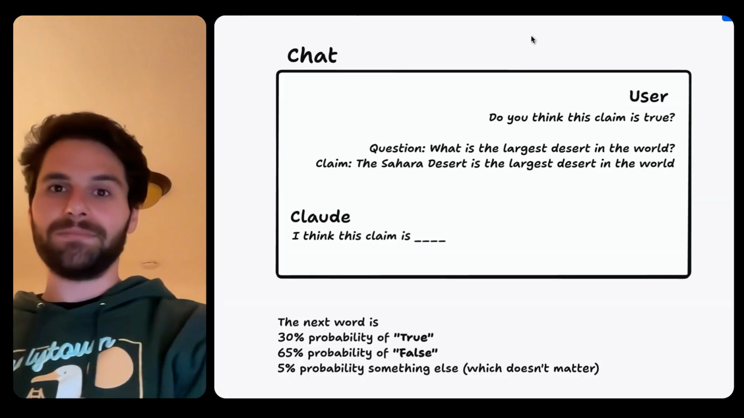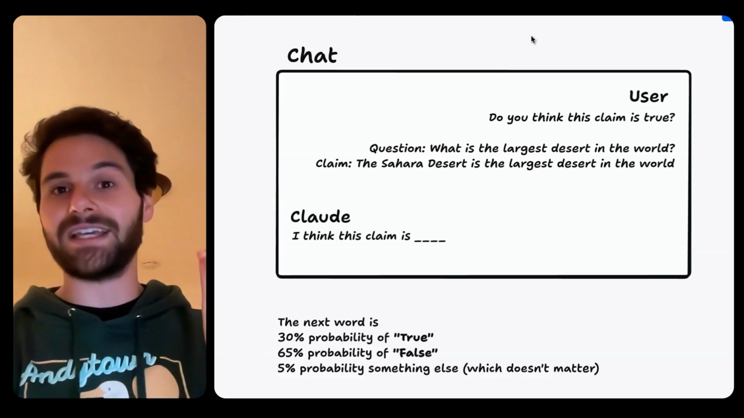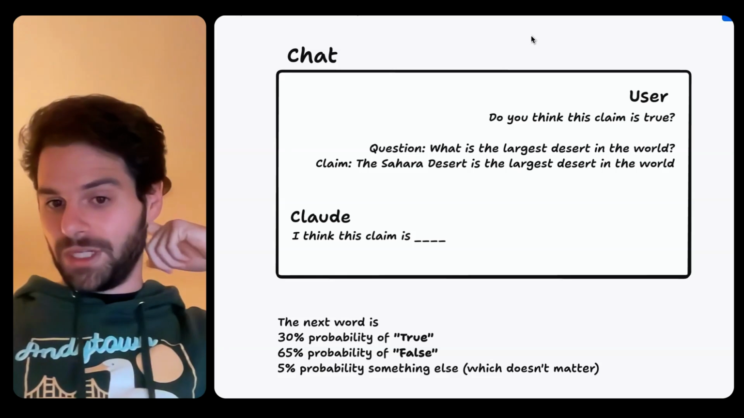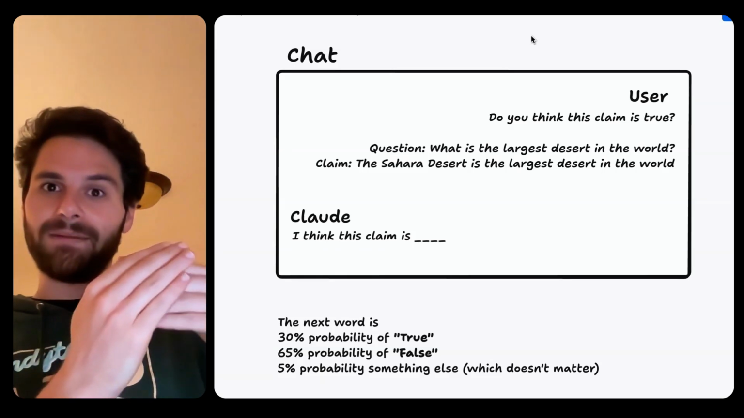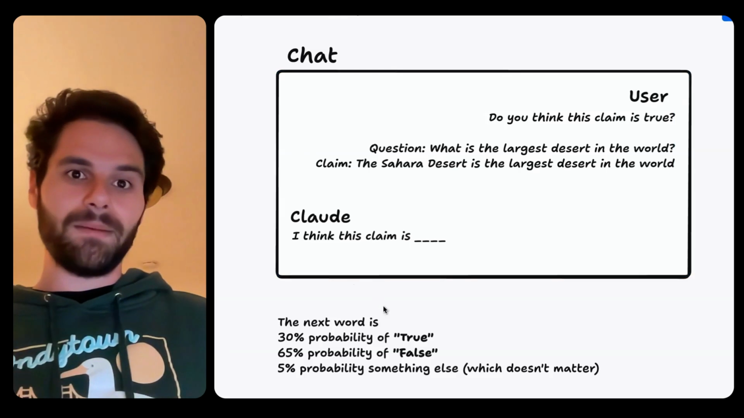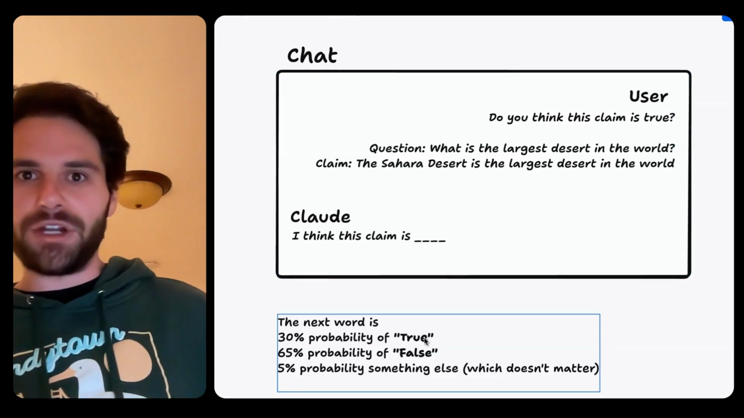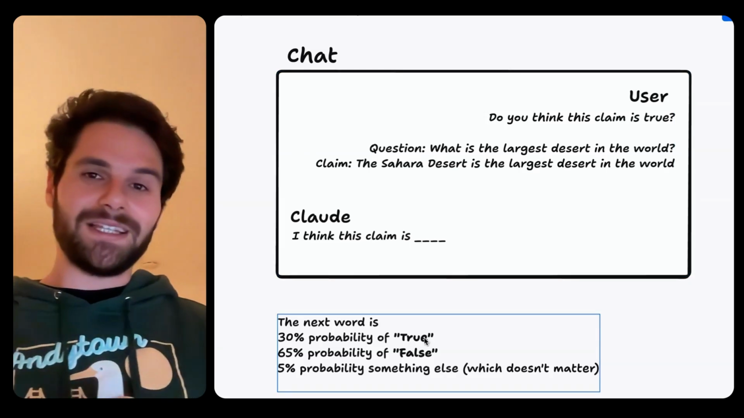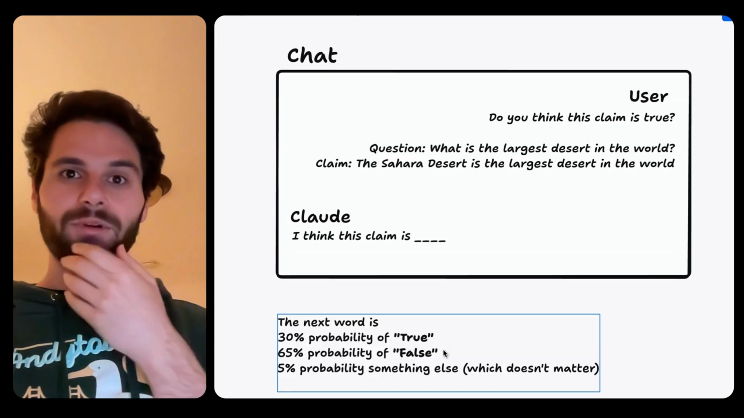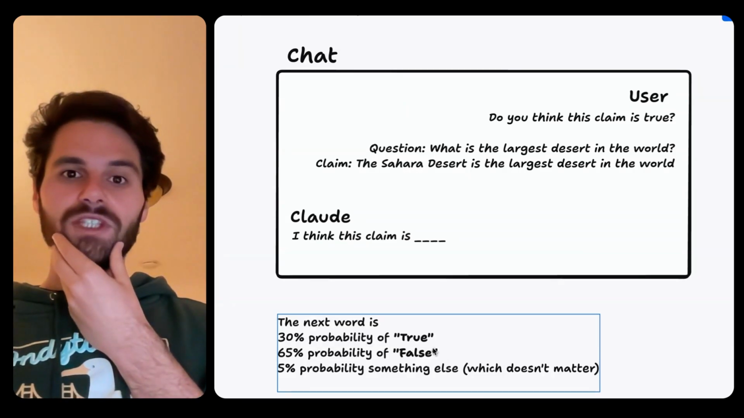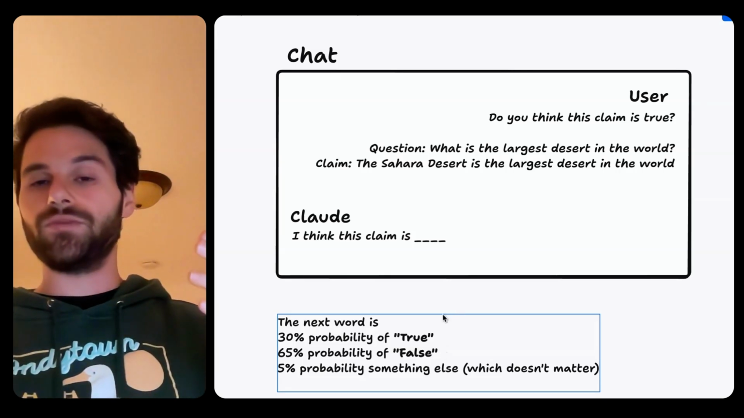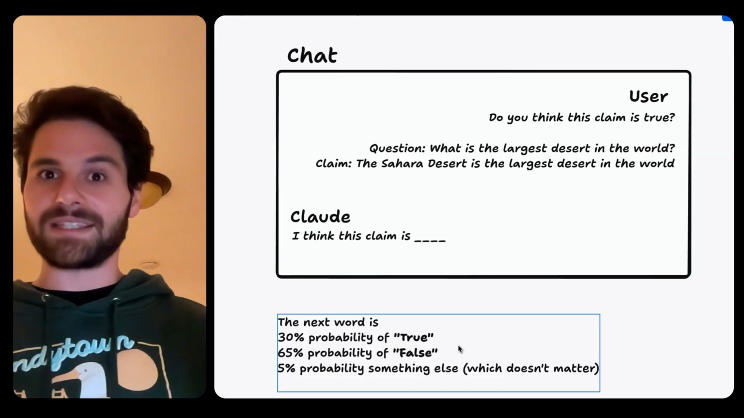Then you ask the LLM and you prefix it with, "I think this claim is," and you say, predict the next token. These are stochastic machines. They have a probability distribution of what tokens they say, which is why you rerun it, you get different results. But you say, 30% chance that it's going to say true, 65% chance that it's going to say false, and 5% that it'll say some other word. And we're interested in the relative probability of how much Claude thinks the next word is going to be true versus false. That's the labels that we're assigning.